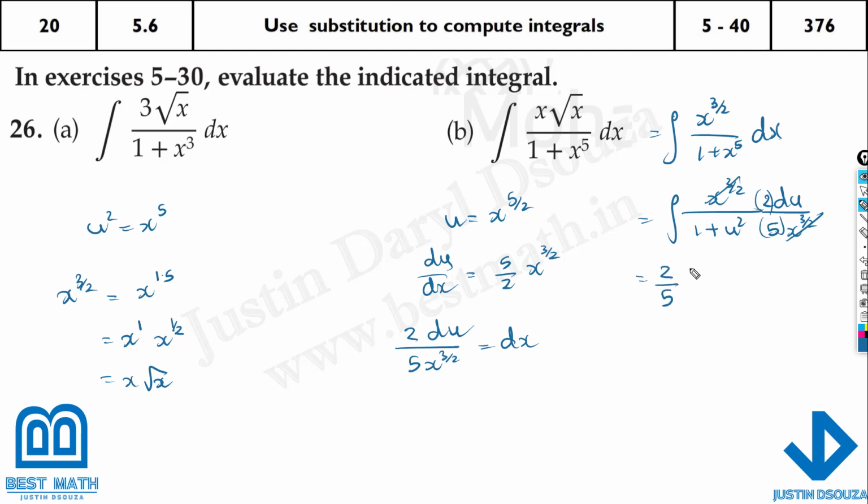2 by 5. What is remaining? Sorry, it's integral 1 by 1 plus u squared du. Now again we have tan inverse here. It's 2/5 of tan inverse of u plus c.